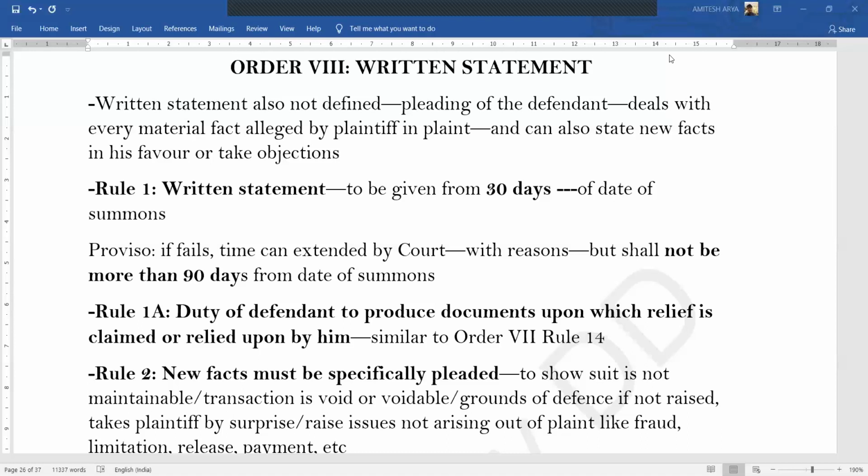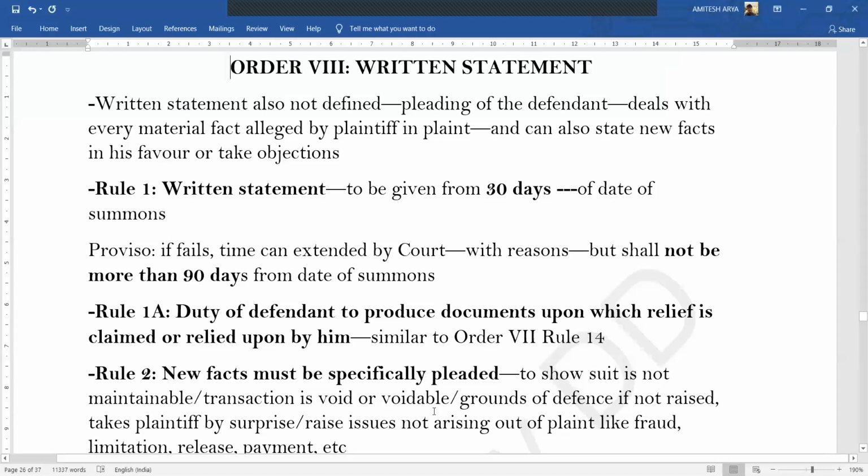That is within 30 days of the date of the summons, and the maximum extension that the court can grant with reasons is that the maximum time allowed should not be more than 90 days from the date of summons. Now, in the same way as in a plaint, if I am relying on a certain document, I have to produce that document. Same way here, Rule 1A is talking about the duty of the defendant to produce documents upon which the relief is being claimed.